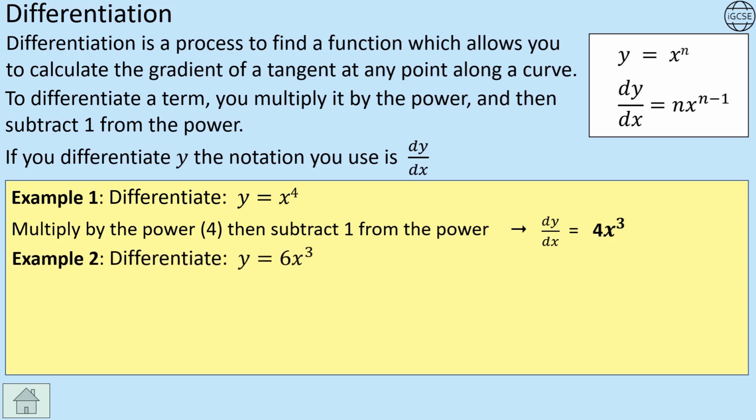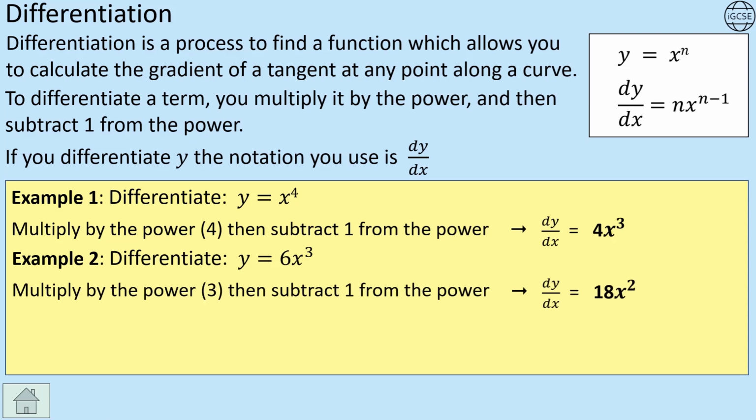What would it look like for 6x cubed? We're going to multiply the front number by 3, so that's going to become 18. And then we reduce the power by 1 to 2, so that's going to give us 18x squared. And again, you can see the notation written down here, dy by dx.